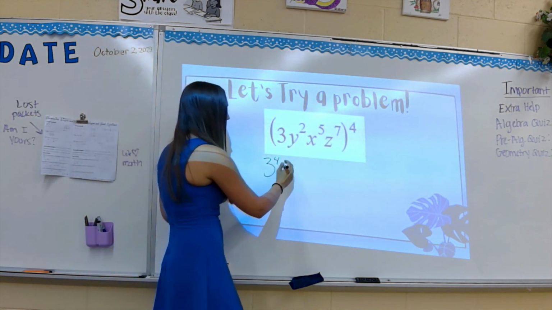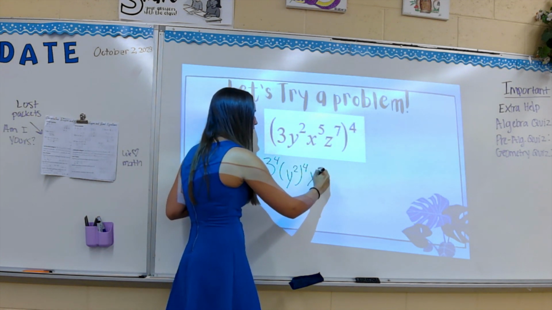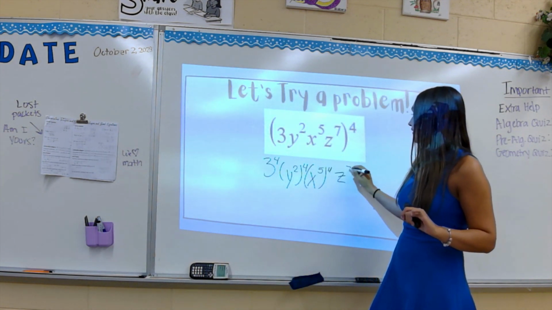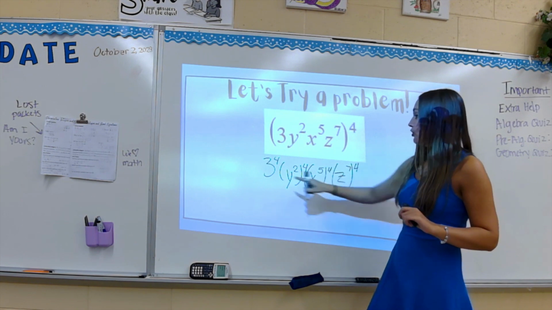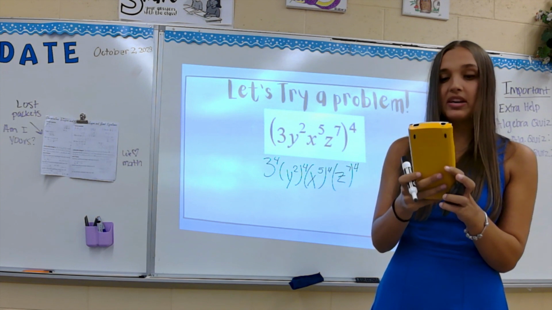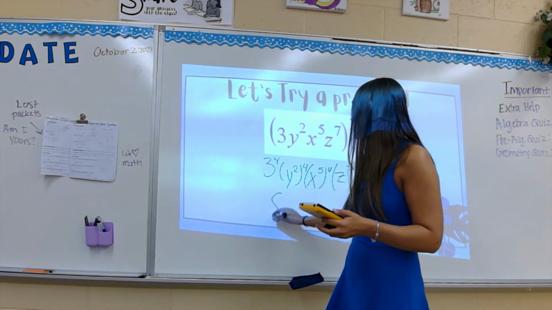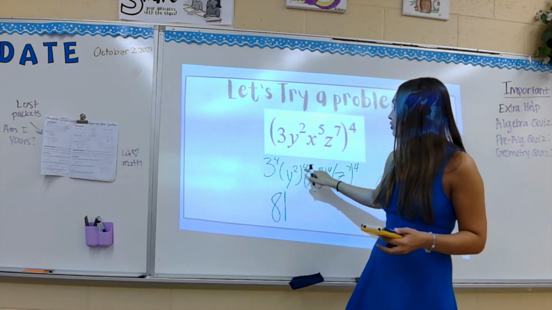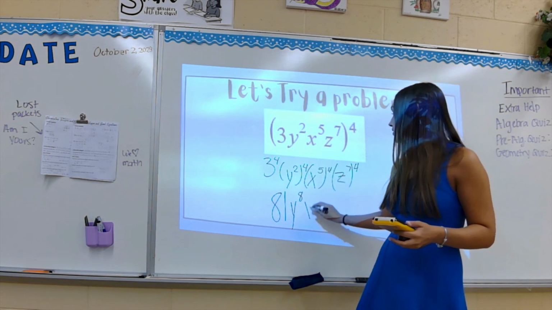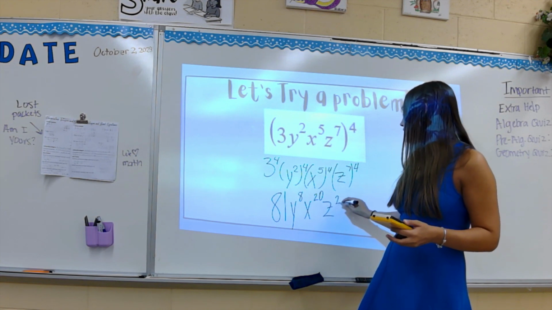So I'll have y squared to the fourth power, x to the fifth to the fourth power, and the last one, z to the seventh to the fourth power. So just like we did before, we are going to raise 3 4 times. So 3 times 3 times 3 times 3 gives me 81. Then we multiply. 2 times 4 gives me 8, so y to the 8th. 5 times 4 gives me 20. And 7 times 4 gives me 28.